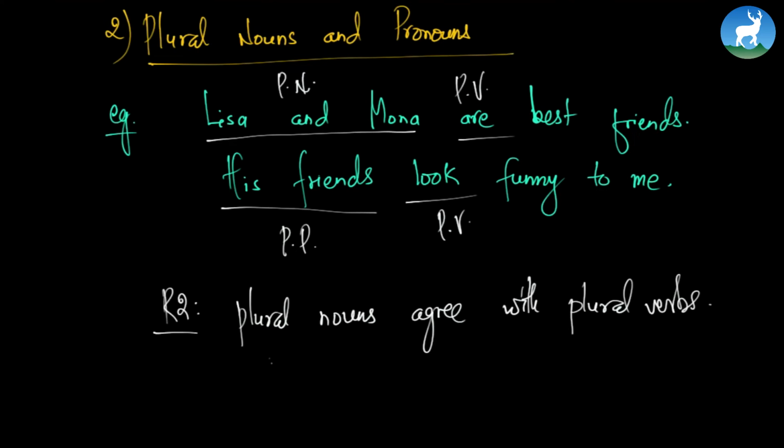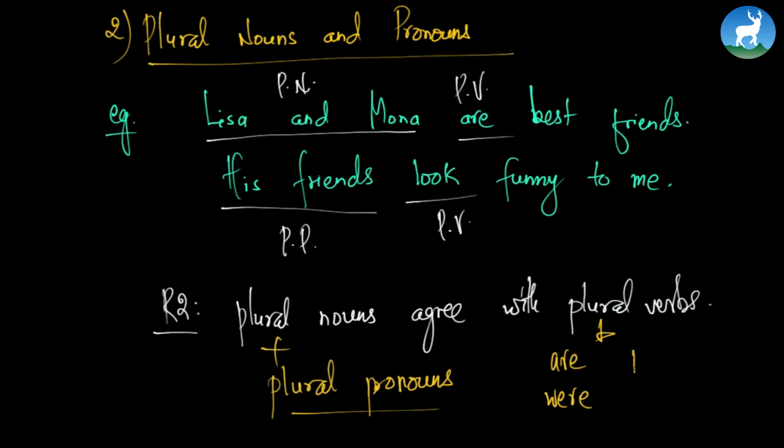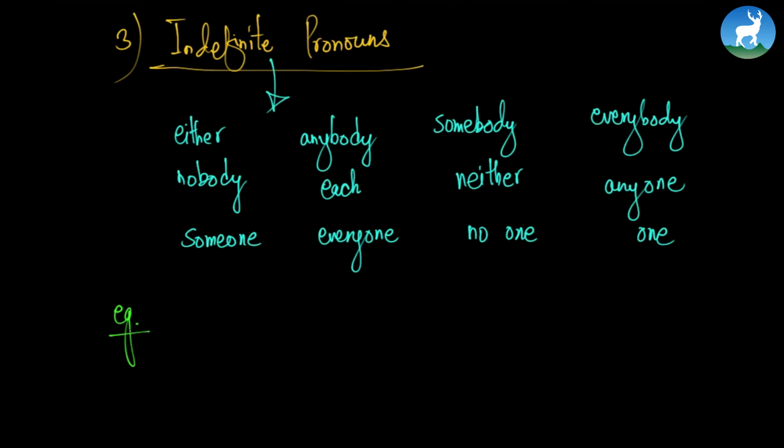Plural nouns and plural pronouns also, they all agree with plural verbs. What are plural verbs? A quick reminder. Come on, say, what are plural verbs? They are: are, were, have, do, and finally the V1. Let's study other rules also. Now let's go to rule number 3.